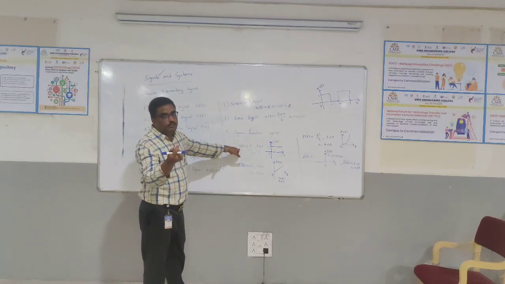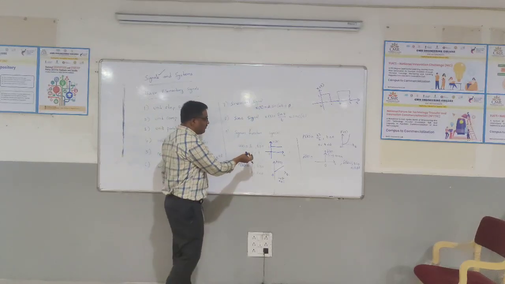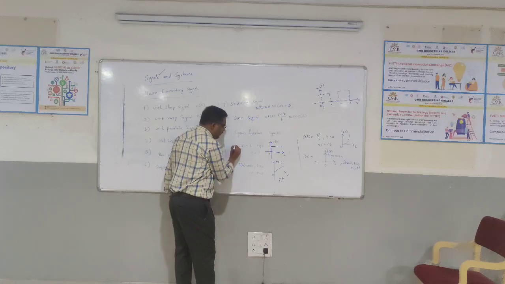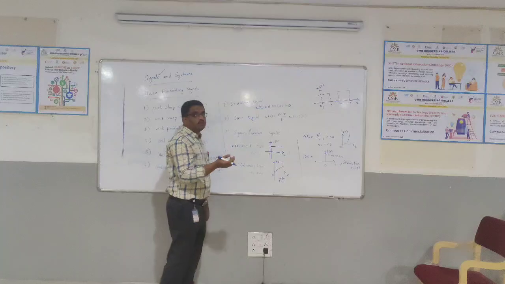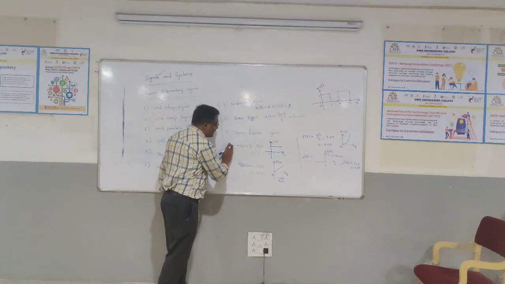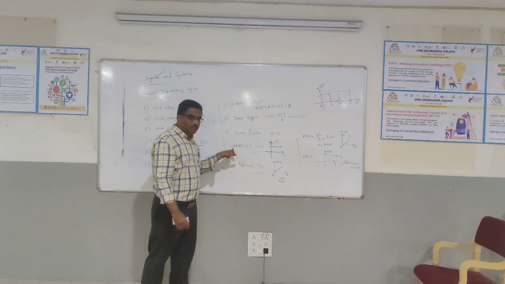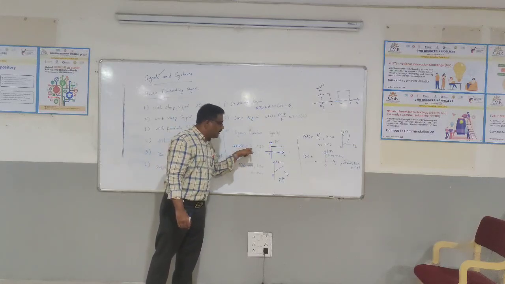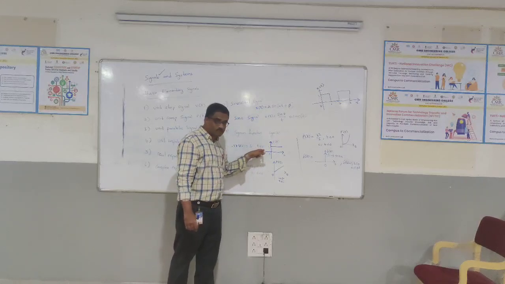Why is it called unit? Unit means not only one, it is some amplitude value. It may be 1. Suppose you multiply it by 0.5 into U of t, then 0.5 into 1, the amplitude is 0.5. In the default case I am considering U of t as 1 into U of t. This is called the amplitude, and that amplitude is above the origin.